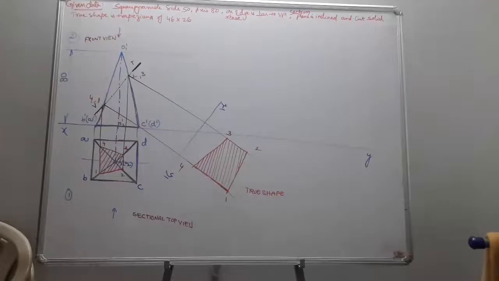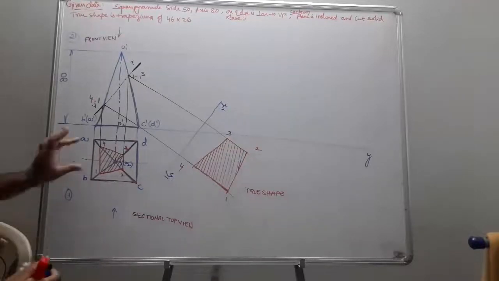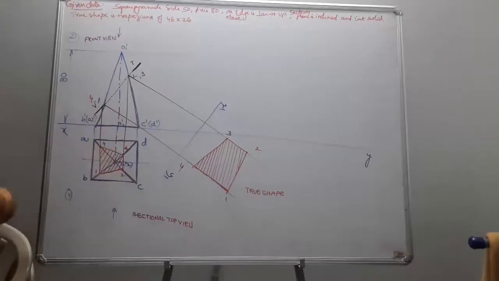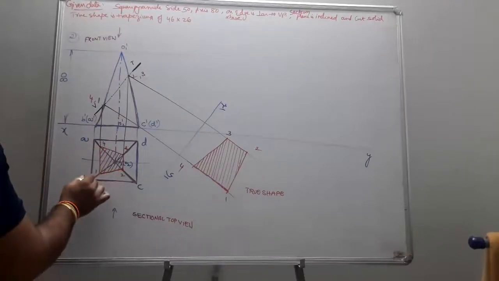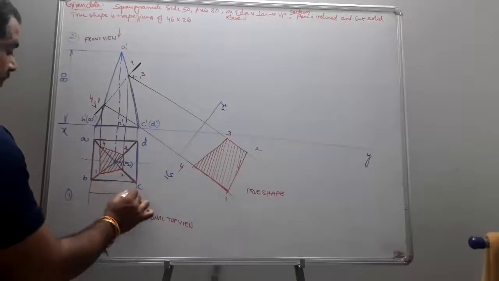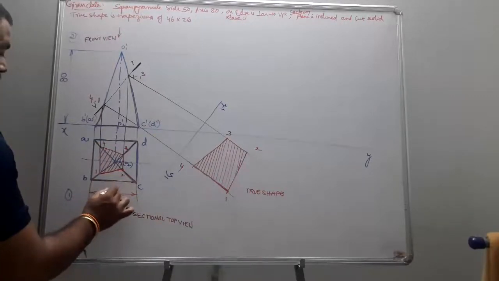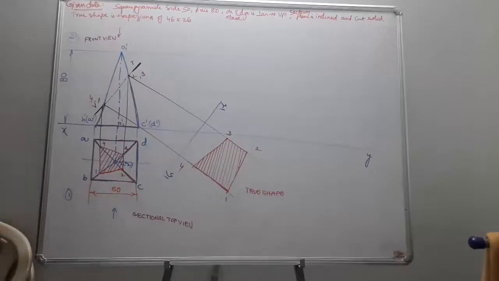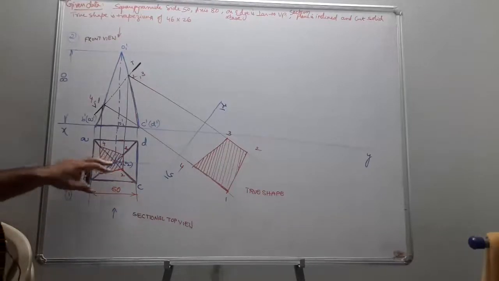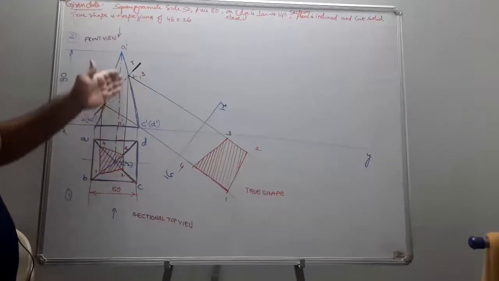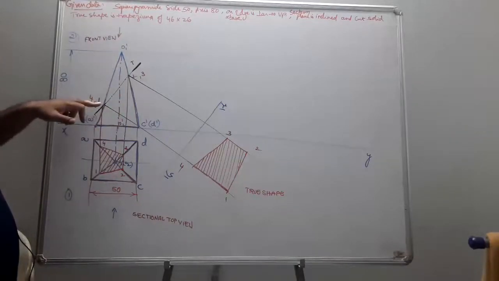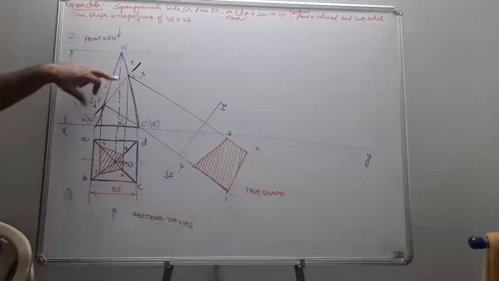So this was a very simple problem. First of all, I know the top view of the section view is going to be a trapezium. So first of all, I place my trapezium on the top view, which is going to be 46 and 26. This was 46 and this was 26. So what was the base side? Base side is given 50. Okay. Once I obtain this point, I just project it to the front view. Then my projectors are going to cut your front view of the pyramid at these 2 points.